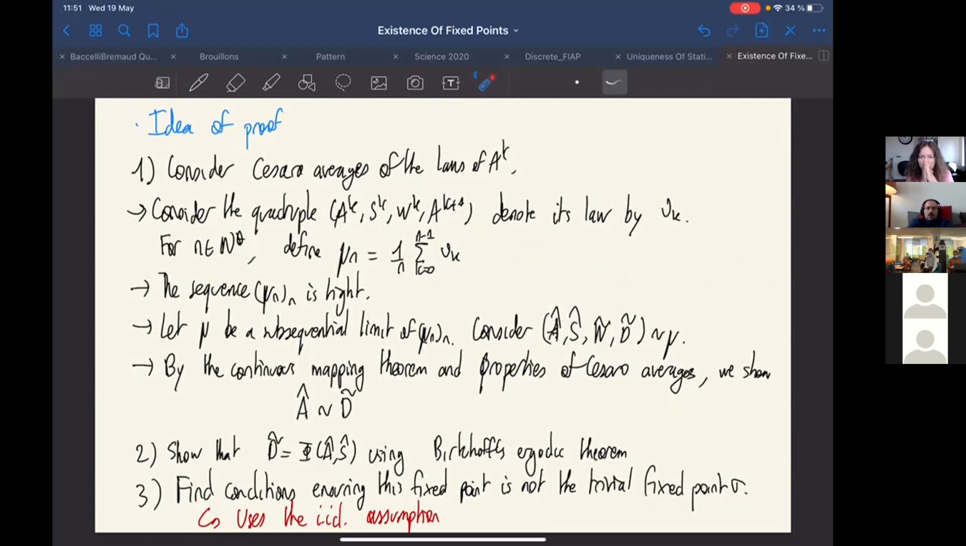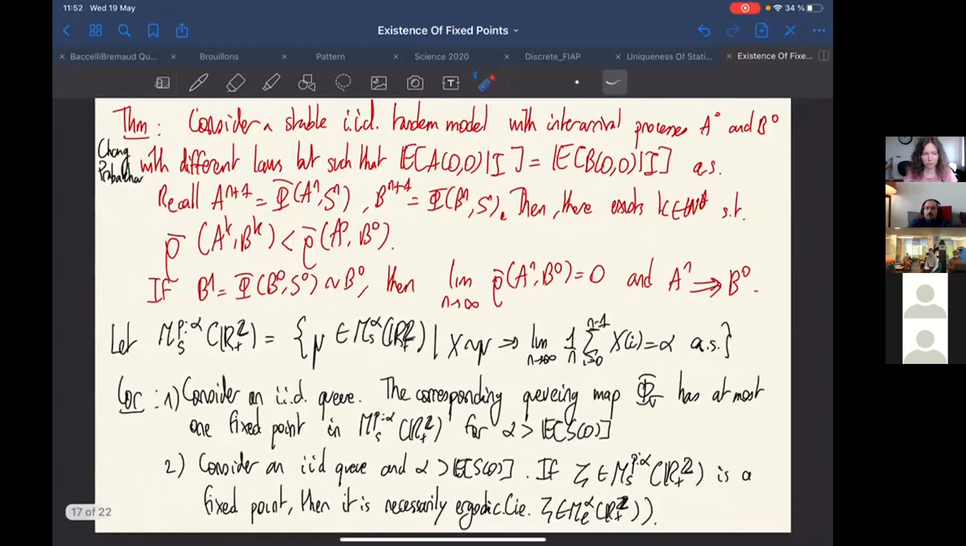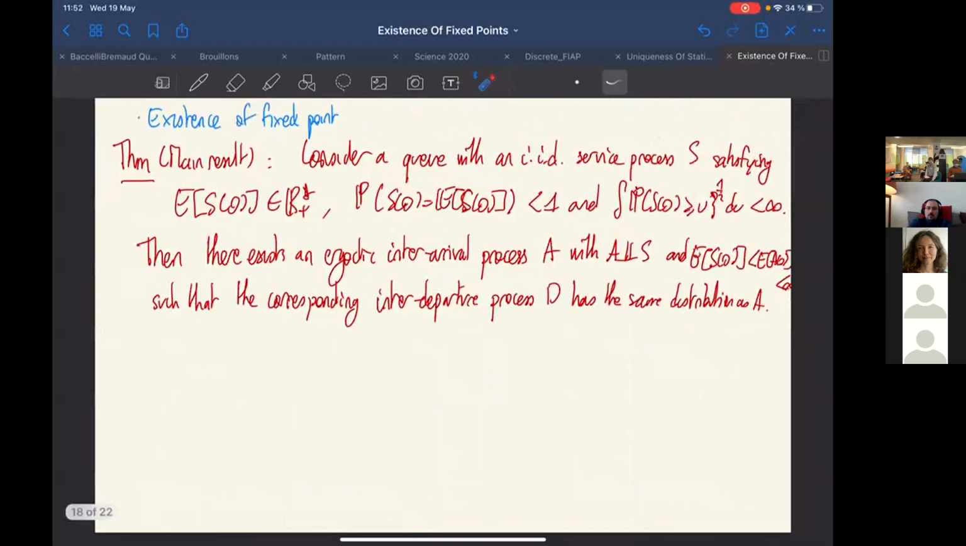And this is needed because, in this case, since the application is contracting, how is it possible that you have this trivial fixed point and also another fixed point? Well, if you look at the conditions here, you're constructing a unique fixed point of a given mean. Okay.